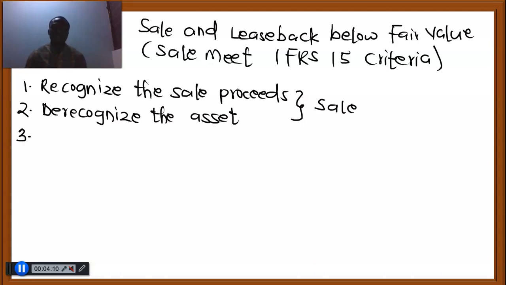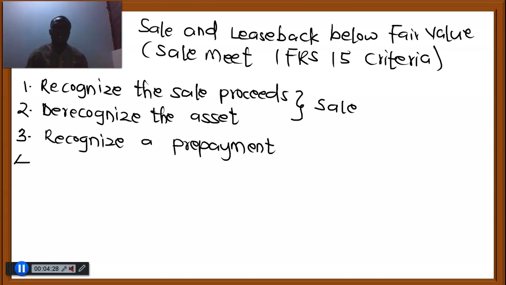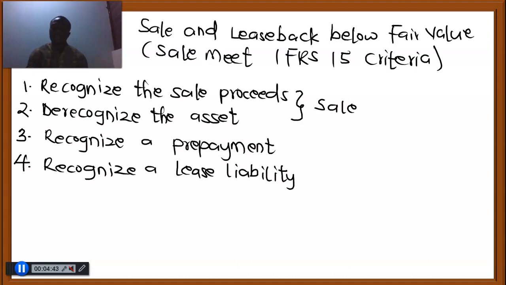The third thing to do is to recognize a prepayment. When the sale is below fair value, you recognize a prepayment. Fourth, we're going to recognize a lease liability. And then you recognize a right of use asset.